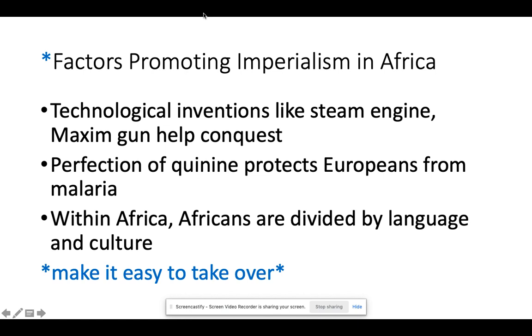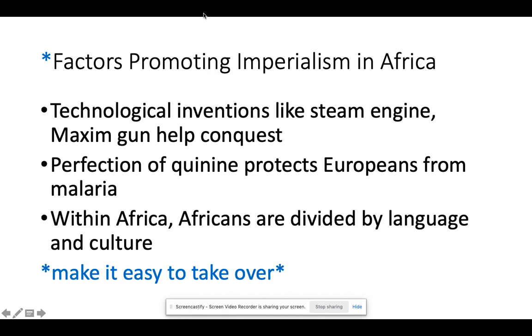So exactly what is making it easy for the Europeans to go into Africa and take it over? They have the technological advancements. So things like the steam engine and the Maxim gun really help them go further into Africa. That steam engine is going to help them with their ships and the navigation aspect of it, being able to also bring in trains and being able to easily transport not only themselves, but whatever they're trying to carry in and carry out of Africa. And the Maxim guns, weapons. You're going to have the advancements in weapons going into Africa because it's a continent that has not industrialized.